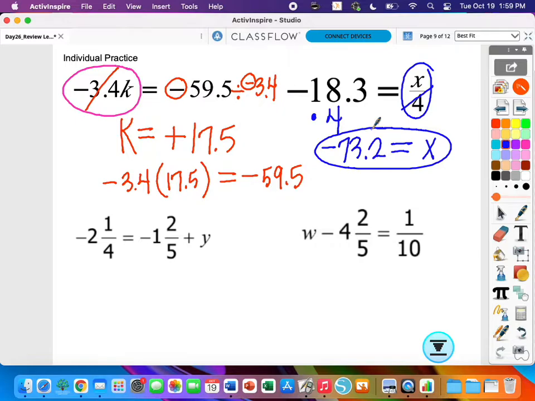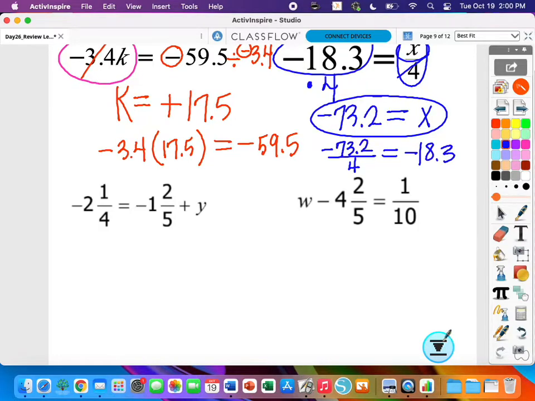Well, I'm going to check my answer, and I'm going to take negative 73.2, and I'm going to divide it by 4, because I'm just substituting it in for x. And I'm going to check that in my calculator, and I got negative 18.3, which is the same thing that I started with up here.